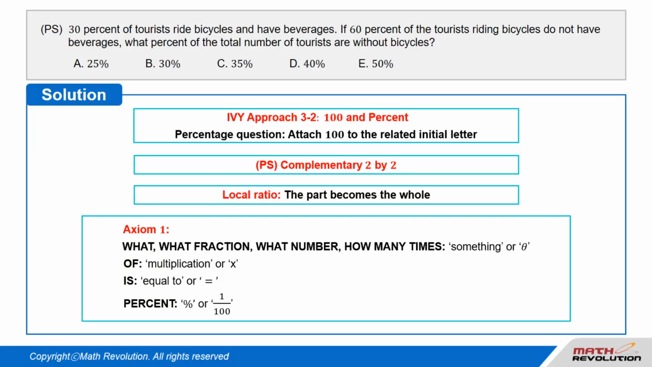What means fraction, what number, how many times, something, or symbol theta. Of is multiplication, or symbol is multiply. Is means equal to, or symbol is equal to. Percent, symbol is percent or 1/100.